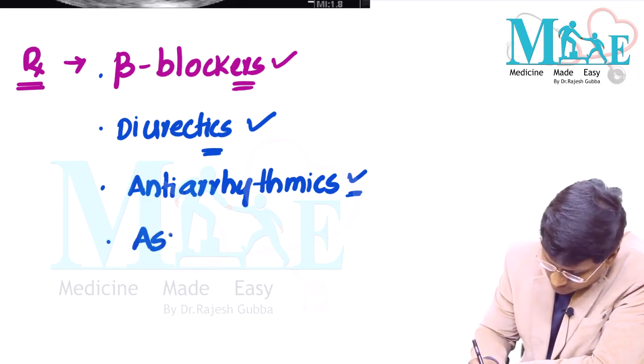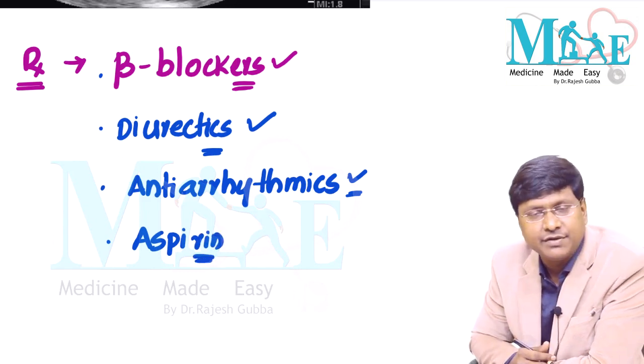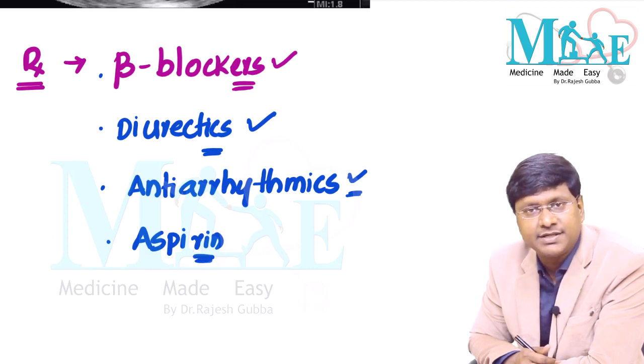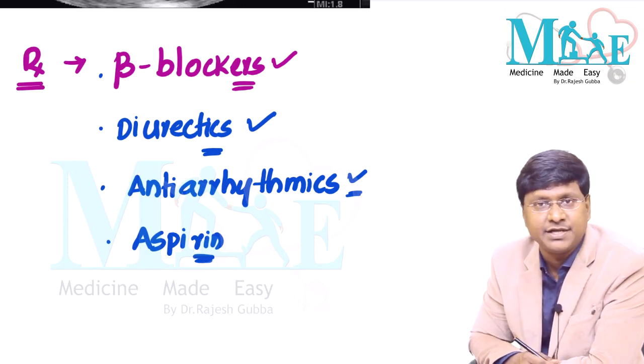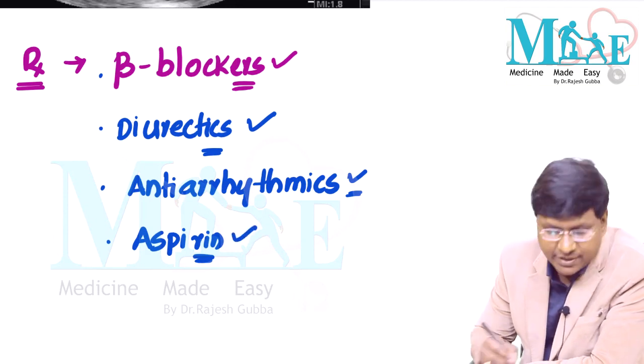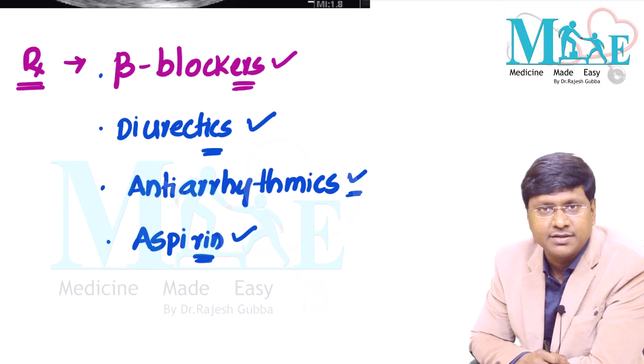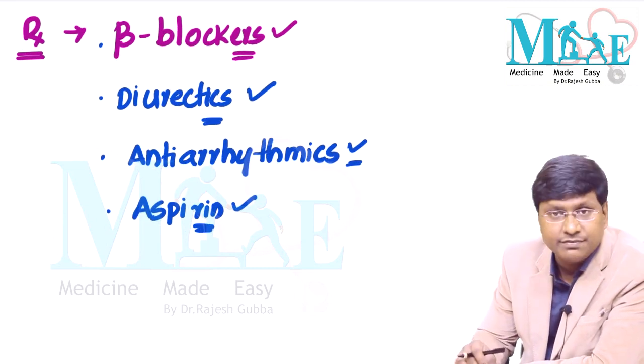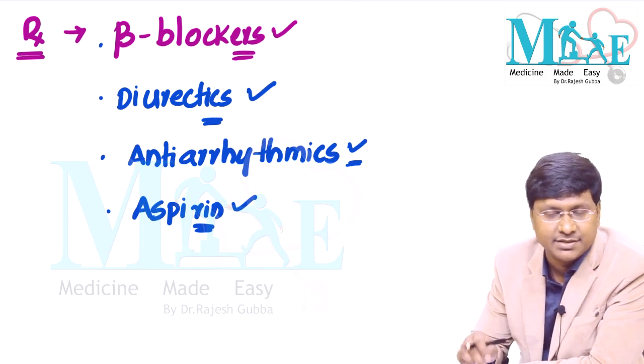aspirin is another drug you have to give in these individuals. Why do you have to give aspirin? Because in patients with mitral valve prolapse causing severe mitral regurgitation, if they develop atrial fibrillation, there may be a chance of clot formation. So to prevent that, or to prevent transient cerebral ischemia or stroke, you have to give aspirin. But all these you need to give when the individual has severe mitral regurgitation.